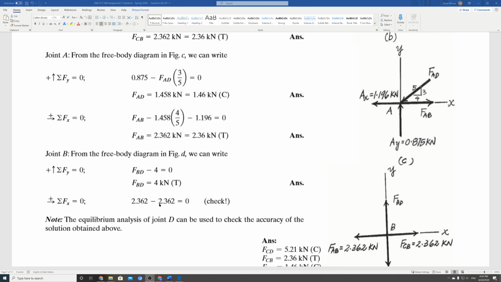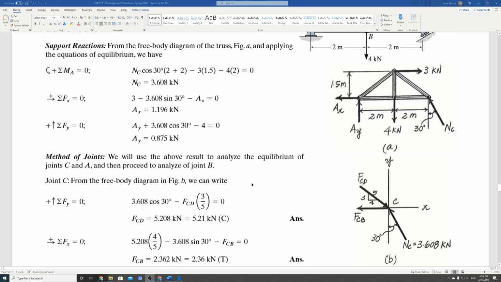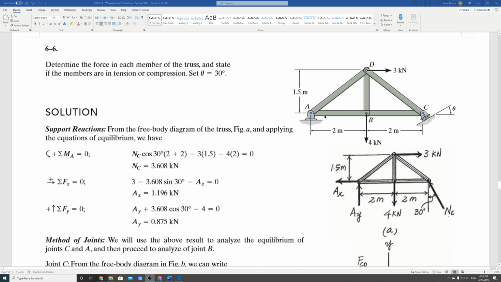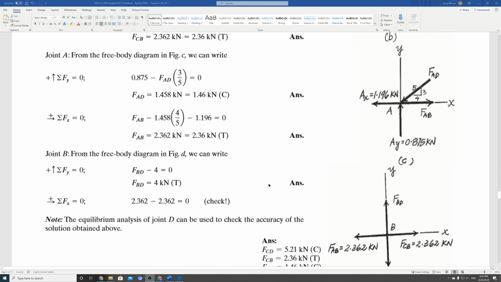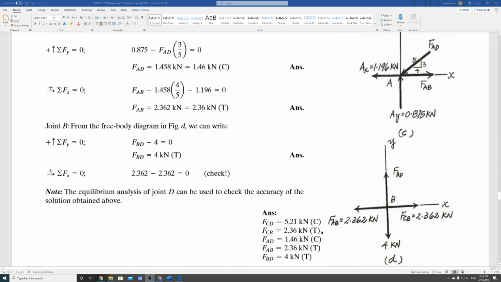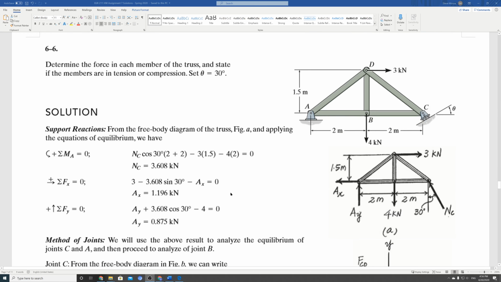The last one was just a check. Okay, seeing that whatever force is in this direction, it's going to be equal and opposite this one, right? So you can go and check that. So we find that FAB and FCB are the same, right? They both have to be under tension. Okay? So two main parts you're generally going to find with these.